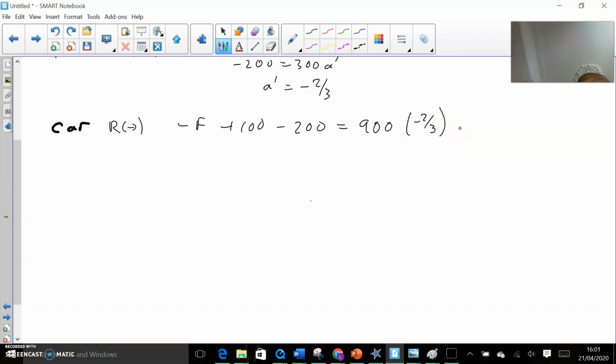So now we have an equation. We can find F. If we rearrange it, F equals minus 100 here, and we're pulling the other one to the other side, which gives us minus 2/3 of 900 is minus 600. On this side it is plus 600. So F is 500 newtons. Okay, and that is how we do question 9 in exercise 10E.